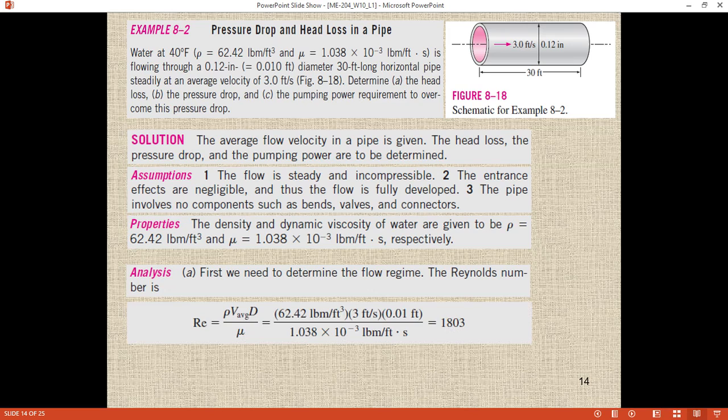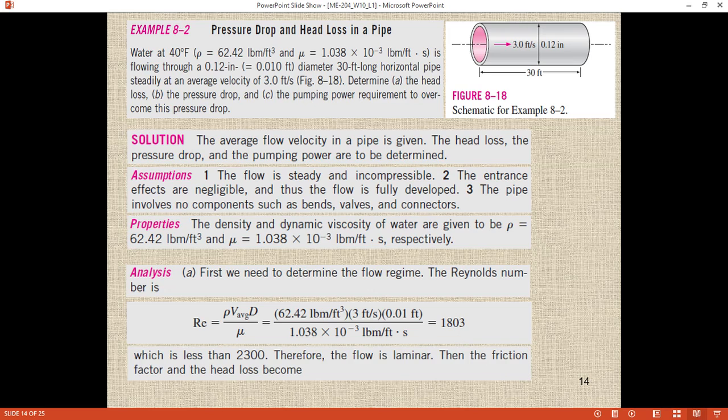This is the equation of the Reynolds number, and we put in all the values, but make sure all the units are properly converted into the same system of units. If not, the answer will be wrong and all the effort you have done will be wrong, because this is a basic thing that we have to understand. The Reynolds number is 1803, which is less than 2300, so the flow is fully developed laminar flow.